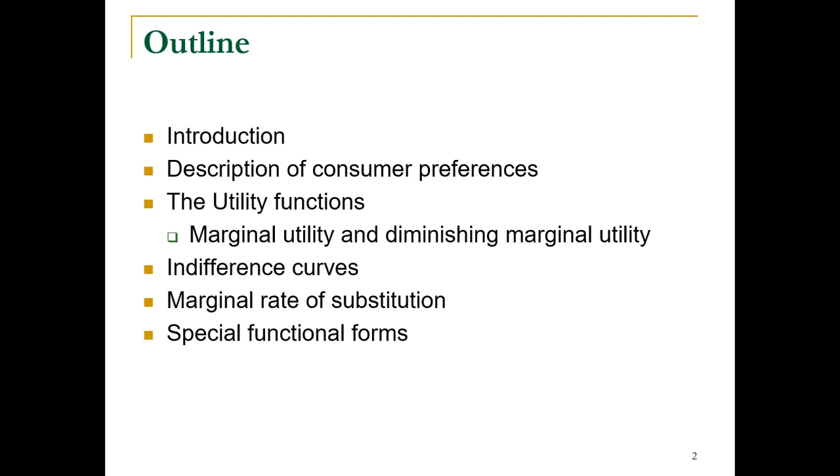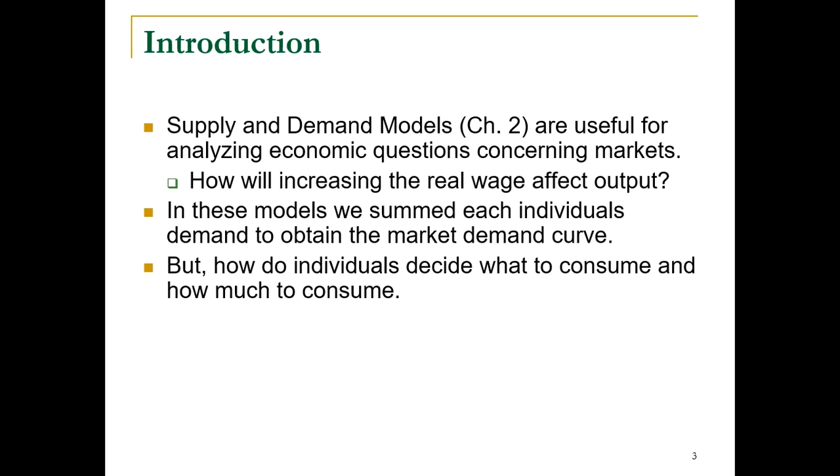So we'll look at basically these. We'll do the intro, then the description of consumer preferences. We're going to look at what we call utility functions. Under utility functions, we're going to do marginal utility and diminishing marginal utility. Thereafter, we're going to look at indifference curves, then the marginal rate of substitution, then at the end we're going to look at the special cases, the special functional forms. So this is the structure of this particular topic.